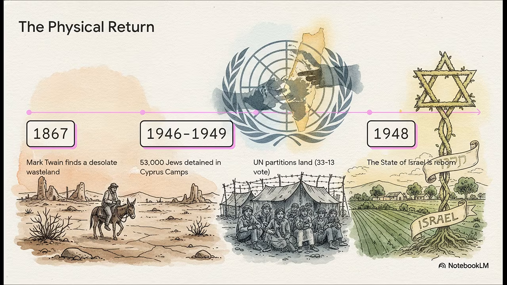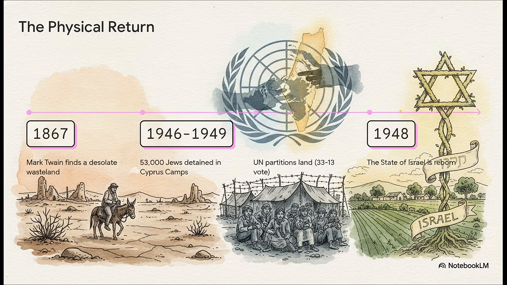Back in 1867, the American writer Mark Twain traveled to the Holy Land. Now, he was a skeptic, right? He was just writing what he saw. And he described a totally desolate wasteland, a silent, sun-blasted ruin where the very soil itself seemed cursed. Yet, flash forward to the 20th century, and we see just an astonishing sequence of events.